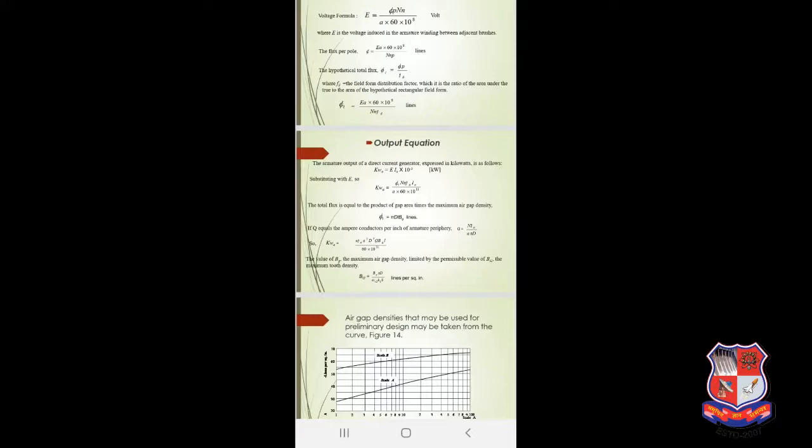Now the value of Bg, that is the maximum air gap density, is limited by the permissible value of Bt2, the maximum tooth density. Bt2 is equal to Bg π D divided by Wt2, in K lines per square inch. So by using these different formulas you can get different parameters.